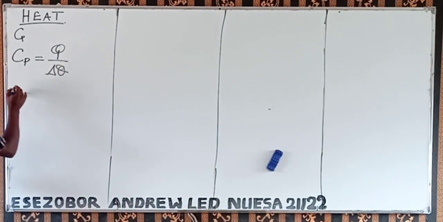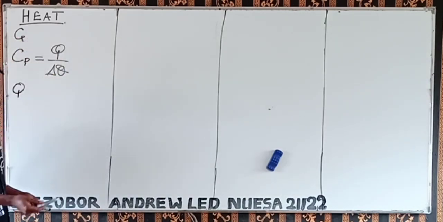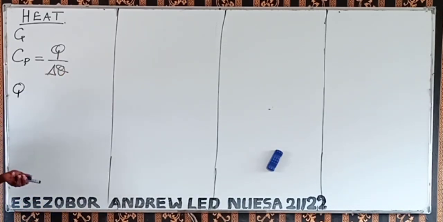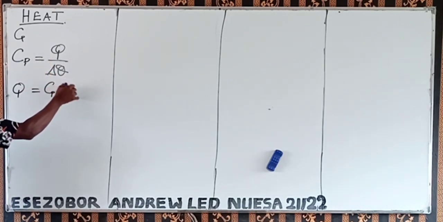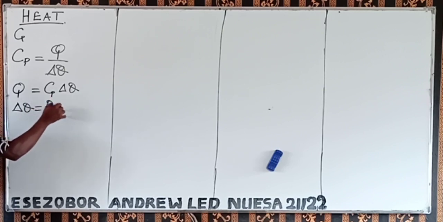So from here, this Cp means heat capacity. Q means the quantity of heat, heat energy. Then theta means change in temperature. So from here I will just say Cp is equal to Q over change in theta. So this Q is called heat energy or heat, then Cp is heat capacity, then the change in theta is theta 2 minus theta 1, which is the change in temperature.